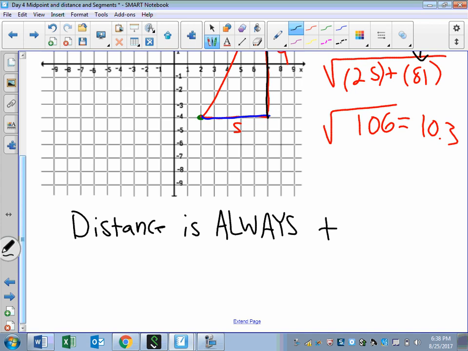There's no such thing as negative inches, negative centimeters. Anytime you're measuring something, it has to be positive. It has to exist. So distance is always positive. That's the important takeaway from this. I'm going to do one more example where I plug in the points that they give us.